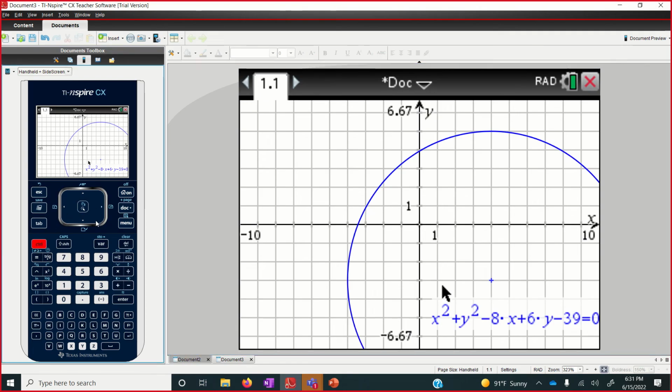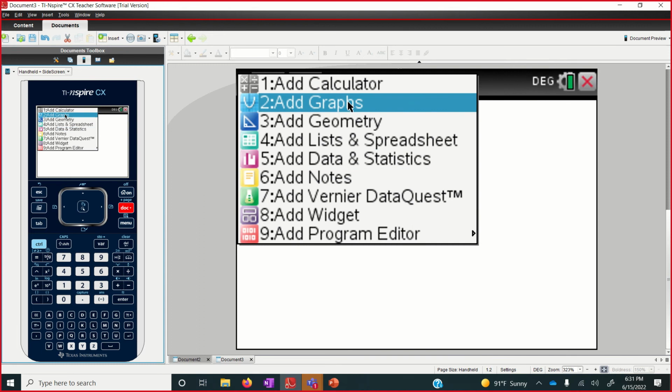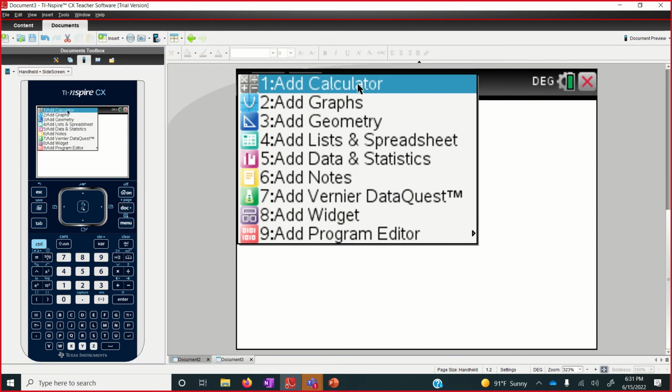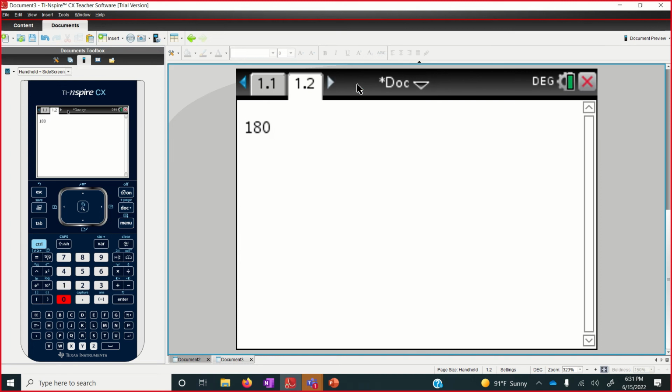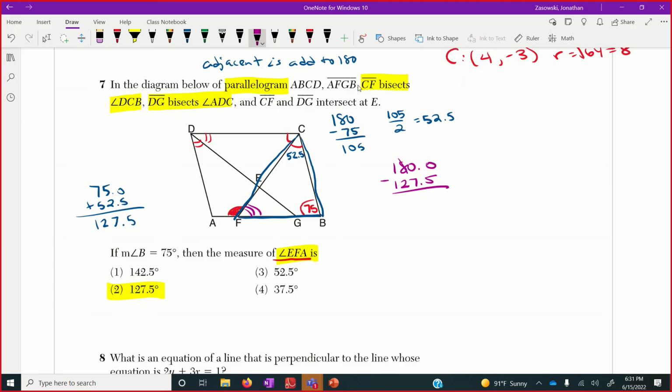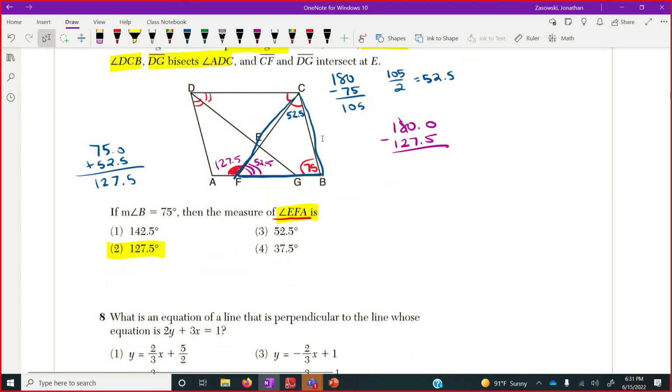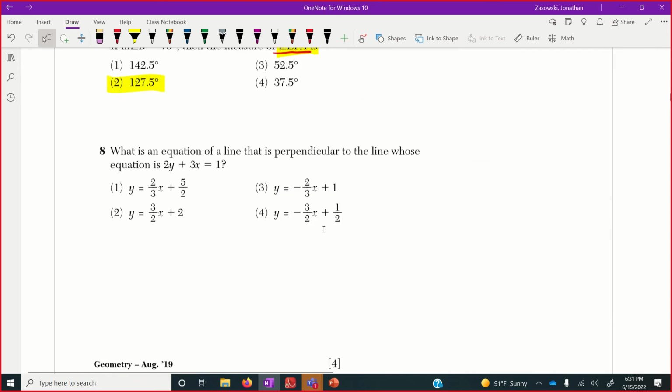Okay, at this point, just keep it simple here. Let's just use our calculator. Okay, so open up a calculator page. 180 minus 127.5. We're getting 52.5. We should feel like we should know that. And then take that away from 180 to get 127.5 over here. Okay? All right. On to the next one.